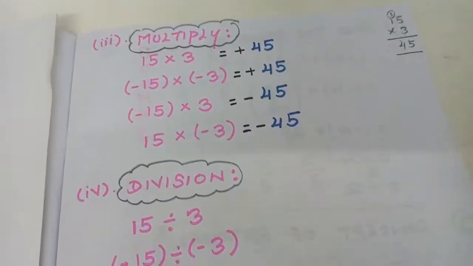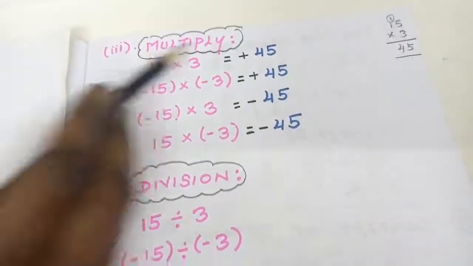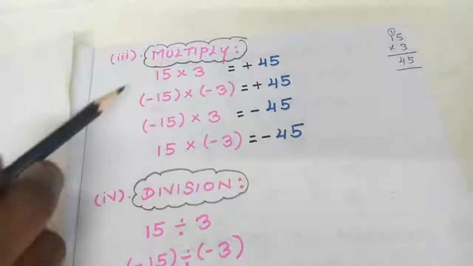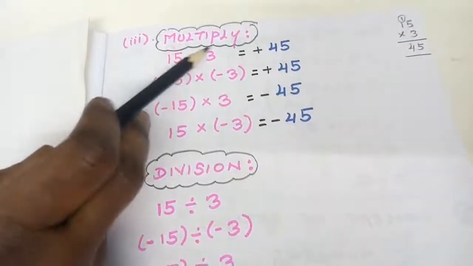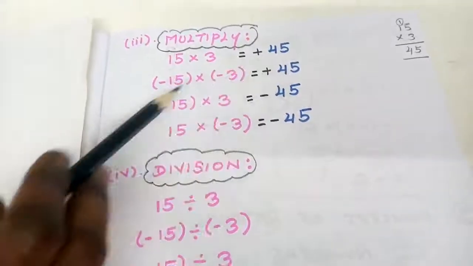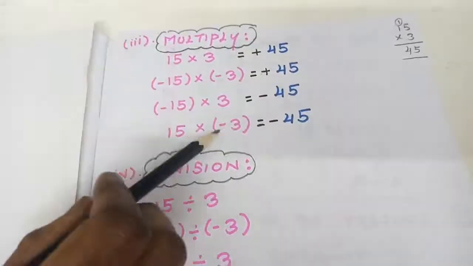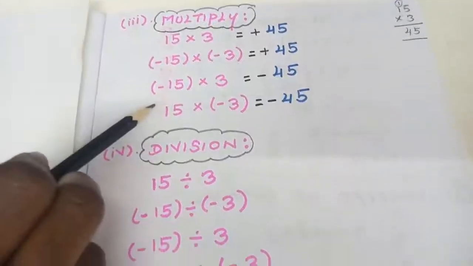Multiplication, I am taking the same set of numbers, 15 and 3. If you see here, 15 into 3 means 45. So the speciality of this calculation is based on sign. Plus into plus means plus 45, minus into minus plus 45, minus into plus minus 45, plus into minus minus 45. So for this purpose only I have done this calculation.